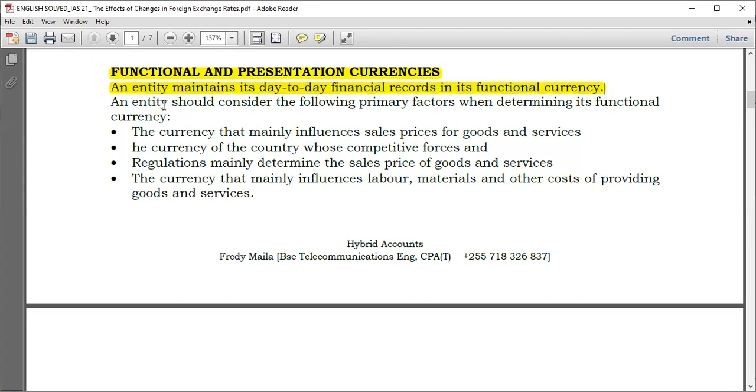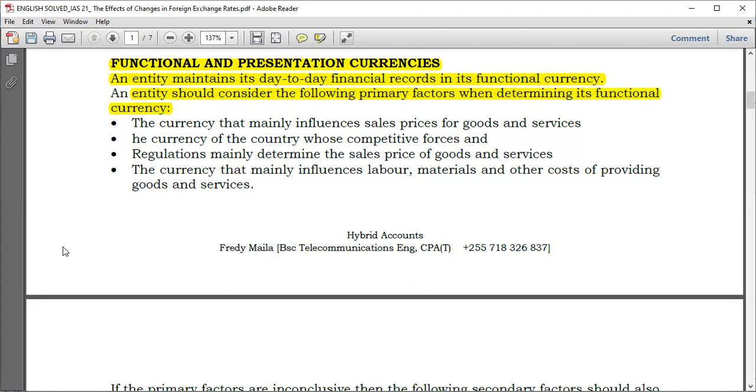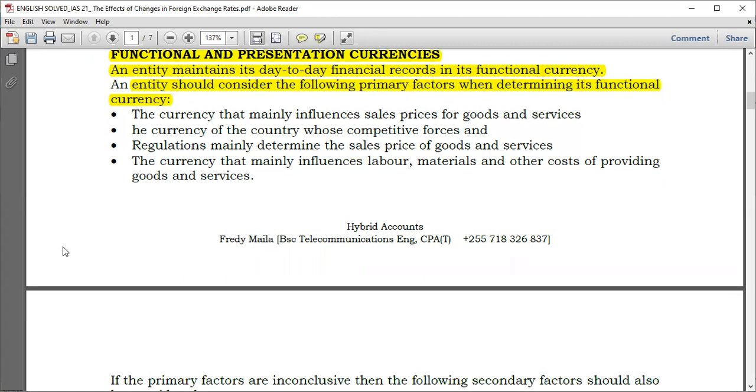And so an entity should consider the following primary factors when determining its functional currency. How do you know your functional currency? How do you know the appropriate functional currency of yours? Actually, this question once came in SBR. You know, in SBR, you have to know the principles, not just computations. So the first thing to consider, we usually say the currency that mainly influences sales prices for goods and services.